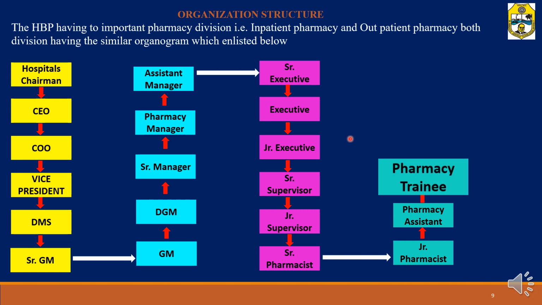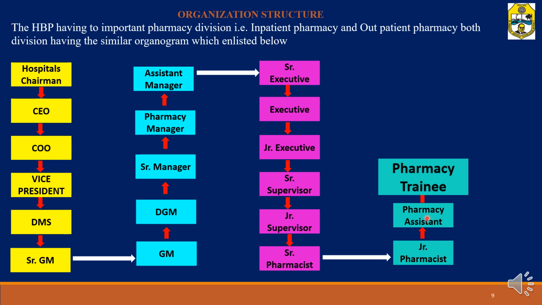So the pharmacy trainee is the last person in the hierarchy of a hospital organization structure. Who is considered a pharmacy trainee? Pharmacy trainees are graduates who have recently passed out, and after that, they have to join the organization as a fresher. For a period of at least 6 months, they are considered a pharmacy trainee. After successful completion of the 6 months, the pharmacy trainee is directly deputed as a junior pharmacist to their concerned department.